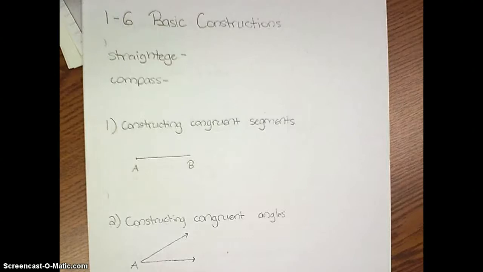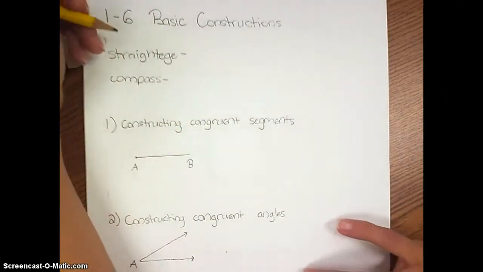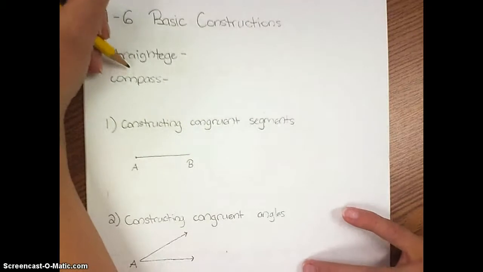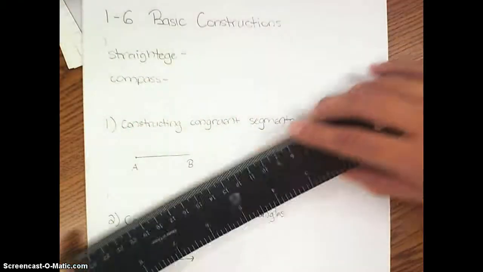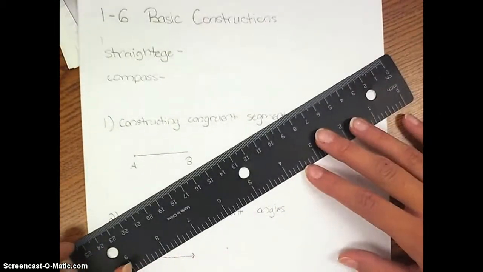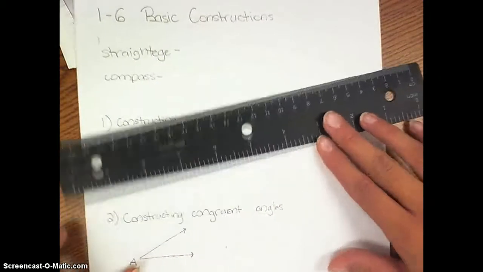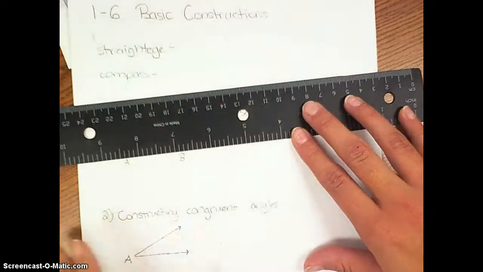Alright, today we're going to be doing basic constructions. For this section, you will need a straight edge. By straight edge, I just need like a ruler. Okay, it's not necessary that we have any of the numbers, but it'll be important that we just have this straight edge on the end to use.